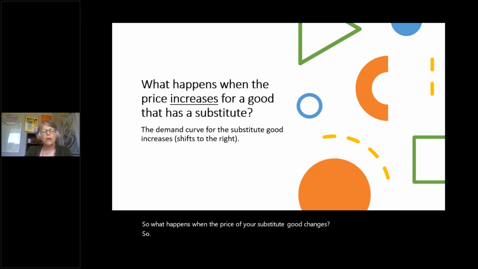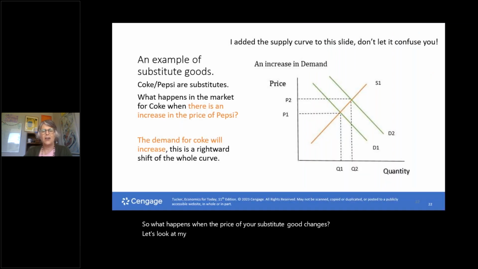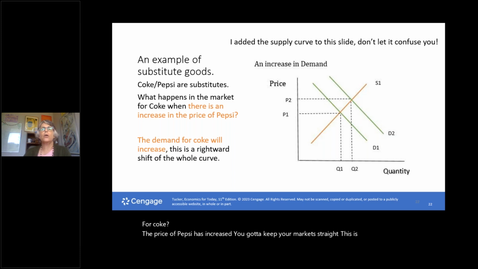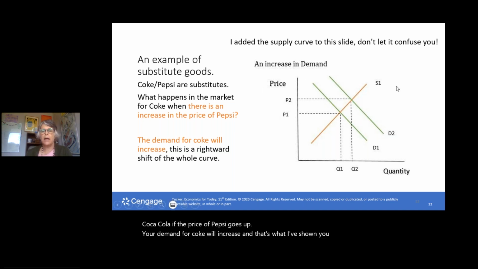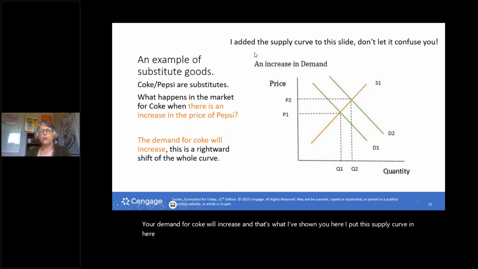Let's go to my next slide. I think I did it. Okay, I did. So here's a substitute good, Coke and Pepsi. This is the market for Coke. The price of Pepsi has increased. You've got to keep your markets straight. This is the market for Coca-Cola. If the price of Pepsi goes up, your demand for Coke will increase. And that's what I've shown you here. I put the supply curve in here because we're going to be getting there soon, so don't let that scare you. It's just the same thing, that rightward shift of your demand curve.